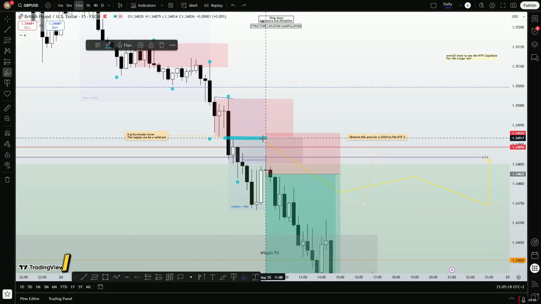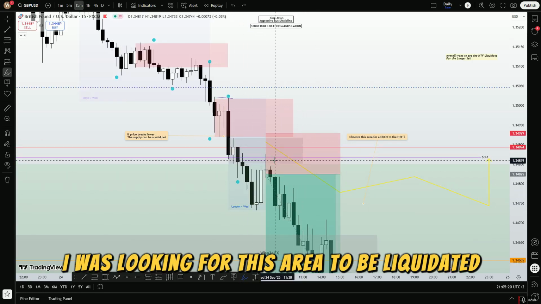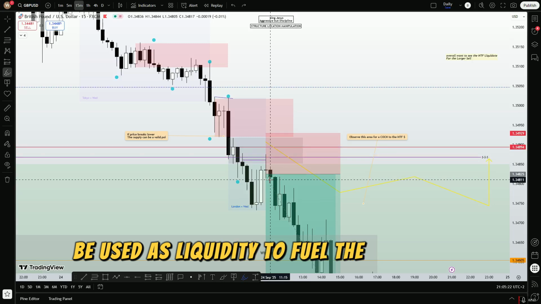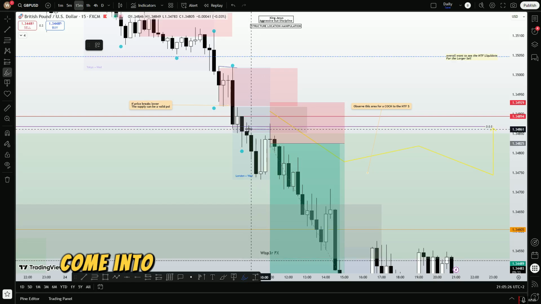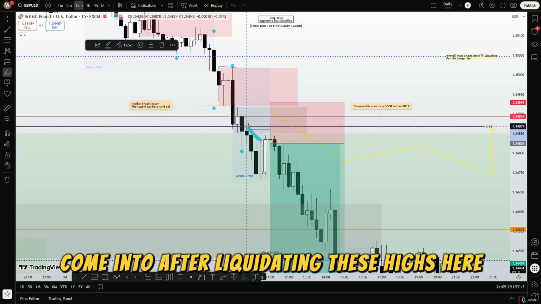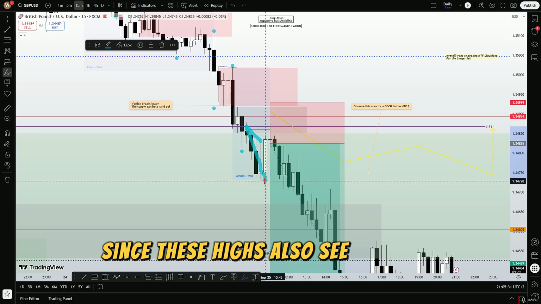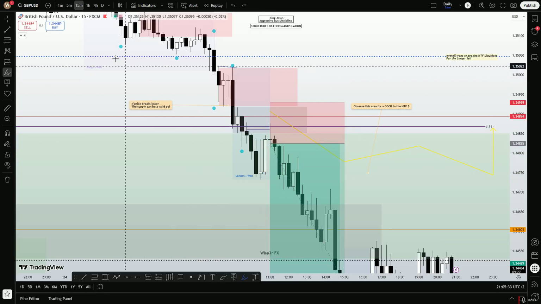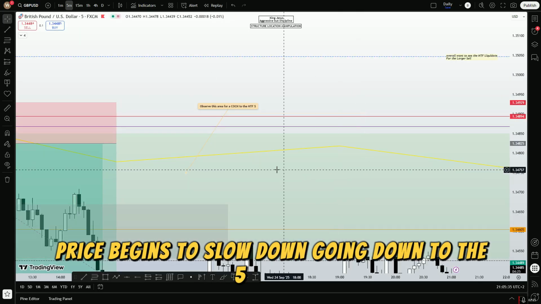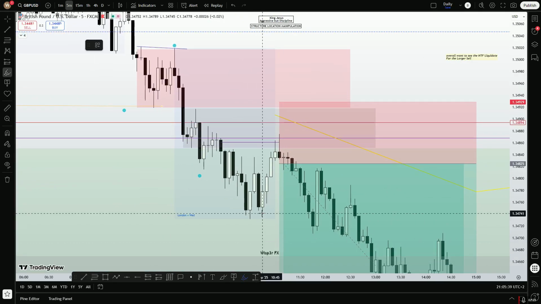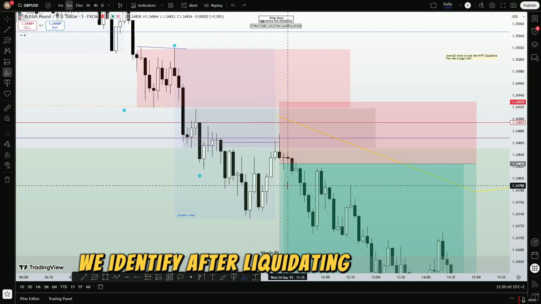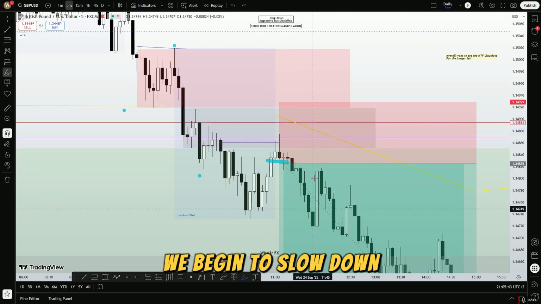So initially I was looking for this area to be liquidated, to be used as liquidity to fuel the next move higher. But what happens coming in after liquidating these highs here, since these highs also see sell side continuation, price begins to slow down, going down to the 5 minutes, which is where we actually entered the setup on. We identified after liquidating these highs, we begin to slow down.